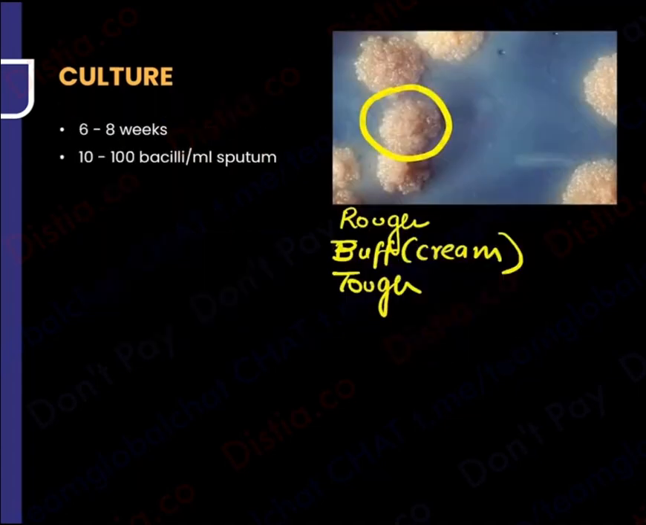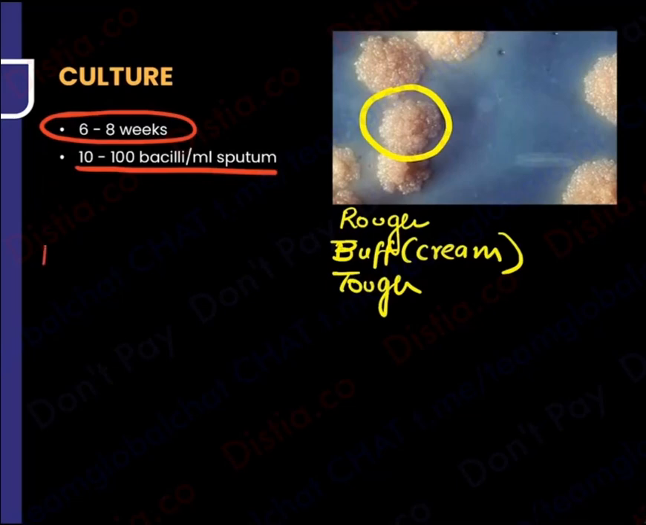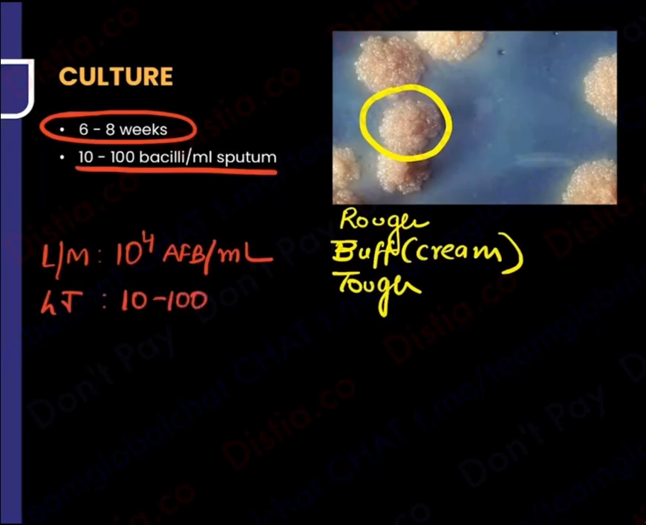But the problem is that this is taking a lot of time. This growth takes 6 to 8 weeks to grow. Although the sensitivity is good, 10 to 100 bacilli per ml sputum. If I ask you for the light microscopy, it was 10 to the power 4 acid fast bacilli, 10,000 per ml sputum, remember. Whereas for LJ media, it has come down to 10 to the power 1 to 10 to the power 2. So basically 100 acid fast bacilli per ml.